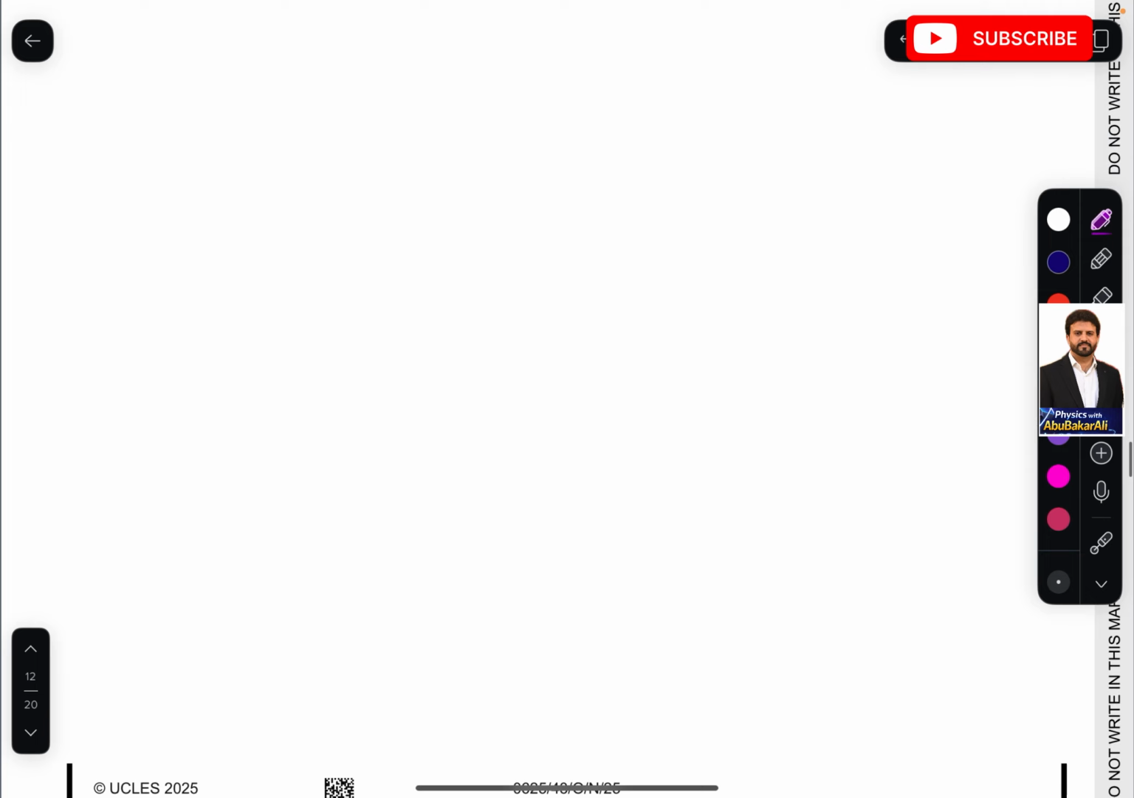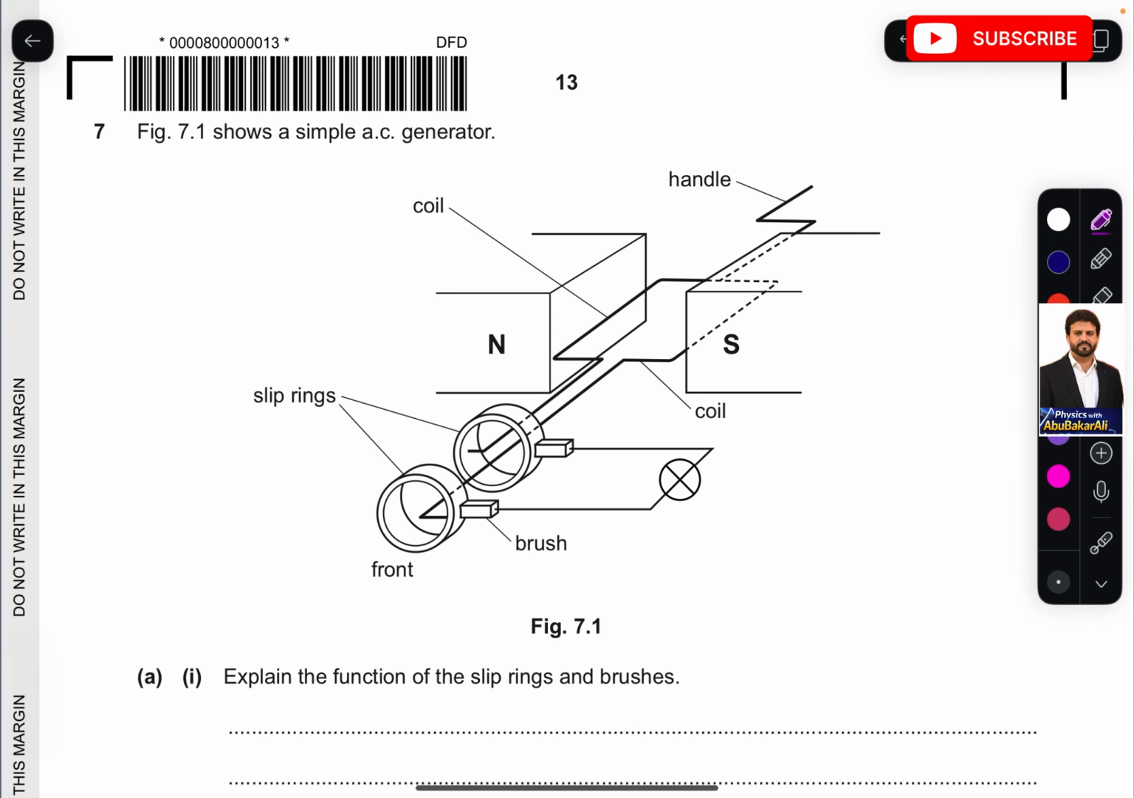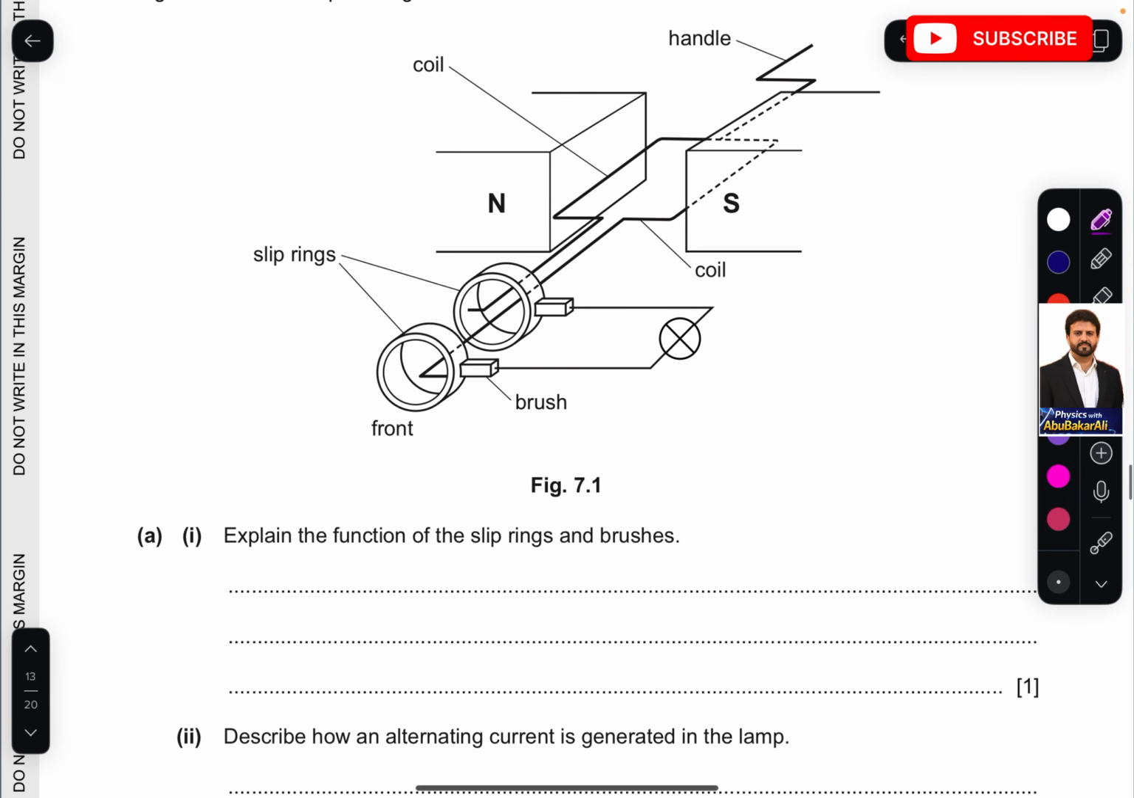Okay, moving forward, question 7. Question 7 shows a simple AC generator. Explain the function of the slip ring and the brushes, why they are used. Okay, why they are used. Slip rings, it's just a 1 mark question. There are multiple uses. You can write down any one of them.